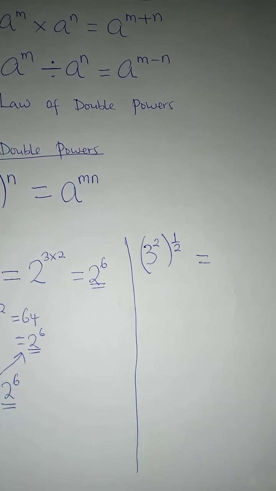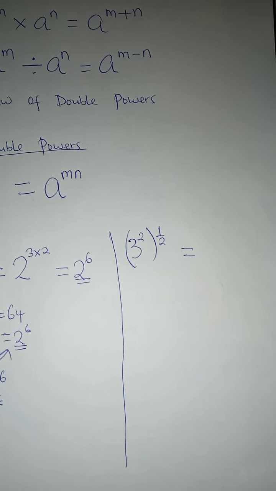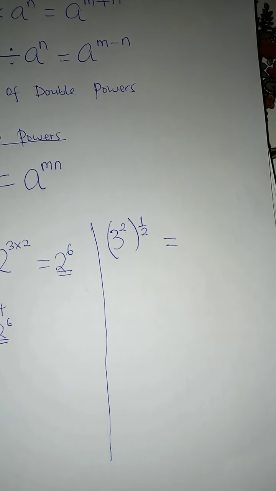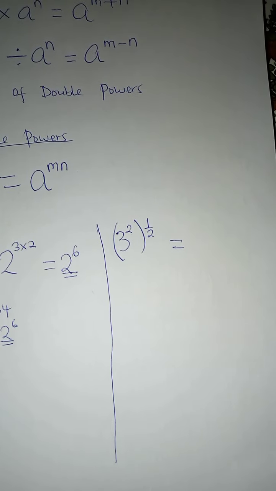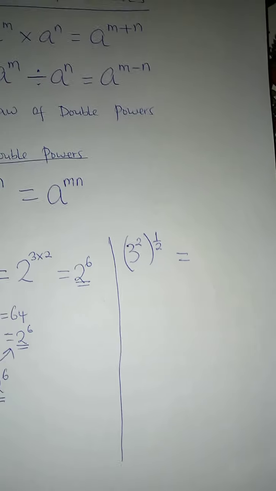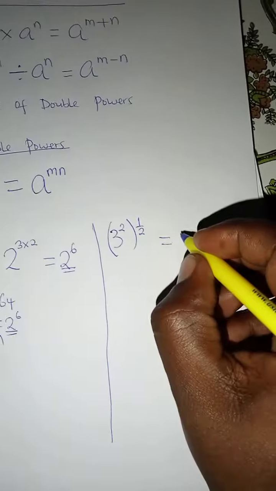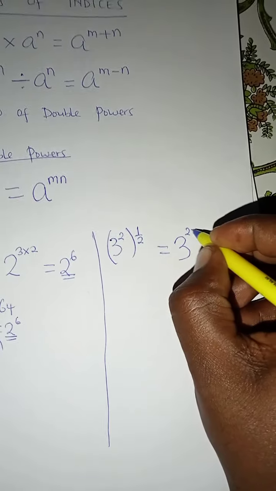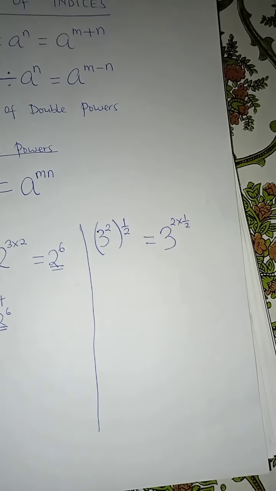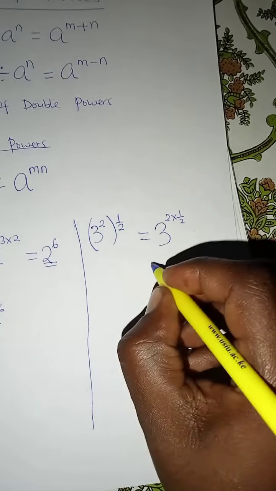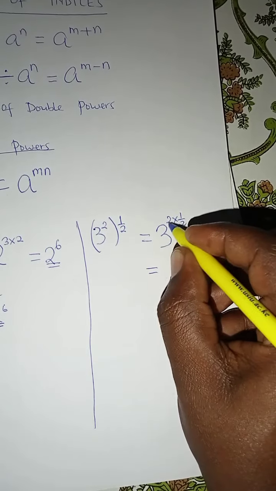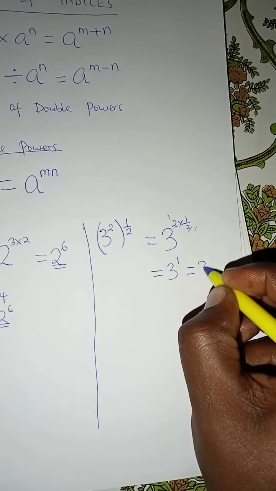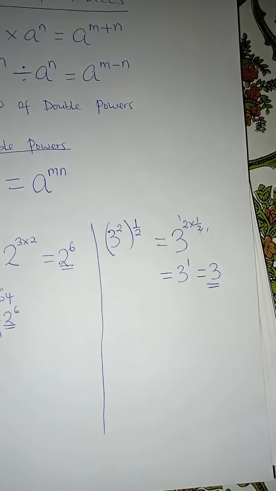I have created a video for that. Kindly search for it. The law of indices, fractional index. But today in this law of double powers, this is the way we are doing it. We maintain the base 3 raised to power 2 multiplied by what? Multiplied by a half. 2 multiplied by a half, this gives us 2 by 2, 1. So it's just definitely 3 power 1, which can be written as barely just 3.